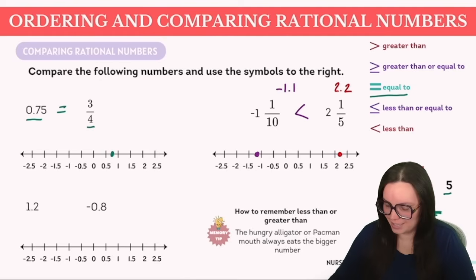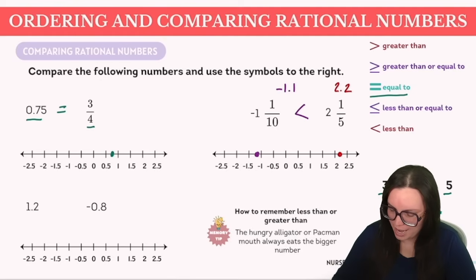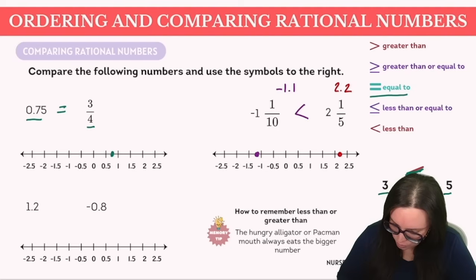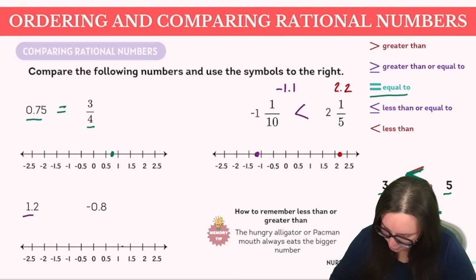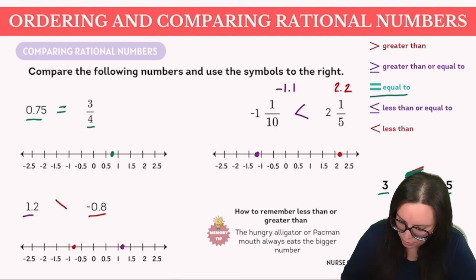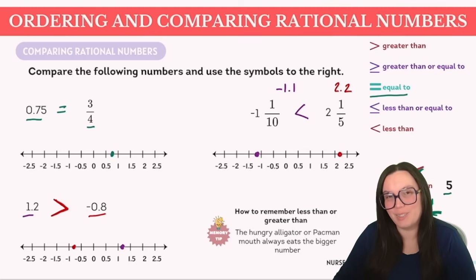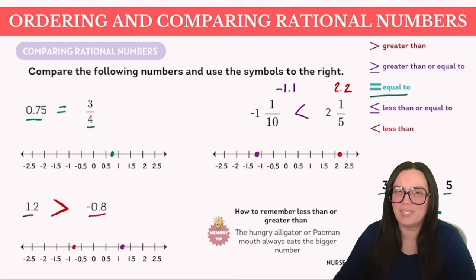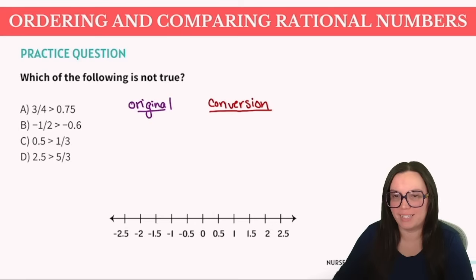Now looking at our last example, we have 1.2 and negative 0.8. So 1.2, we're going to plot right about here. And negative 0.8 is going to go right about here. So is 1.2 greater than negative 0.8? Absolutely. So we're going to go ahead and use the greater than sign, as we know that 1.2 is greater than negative 0.8.